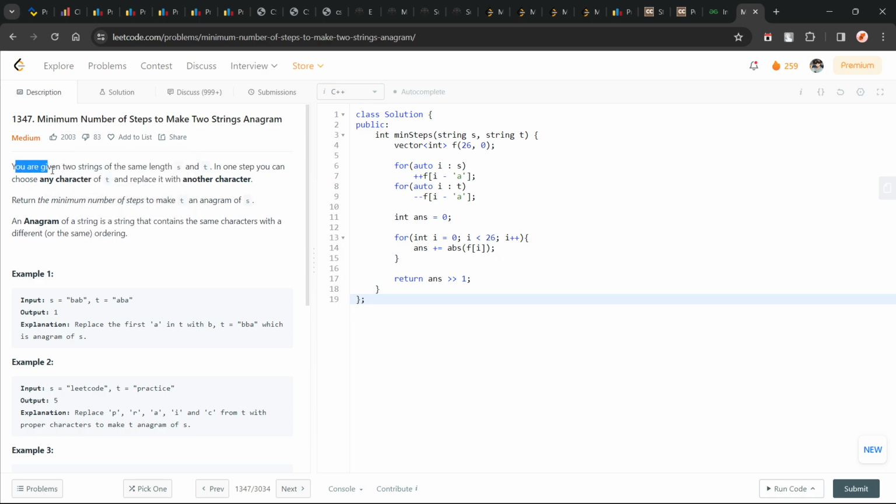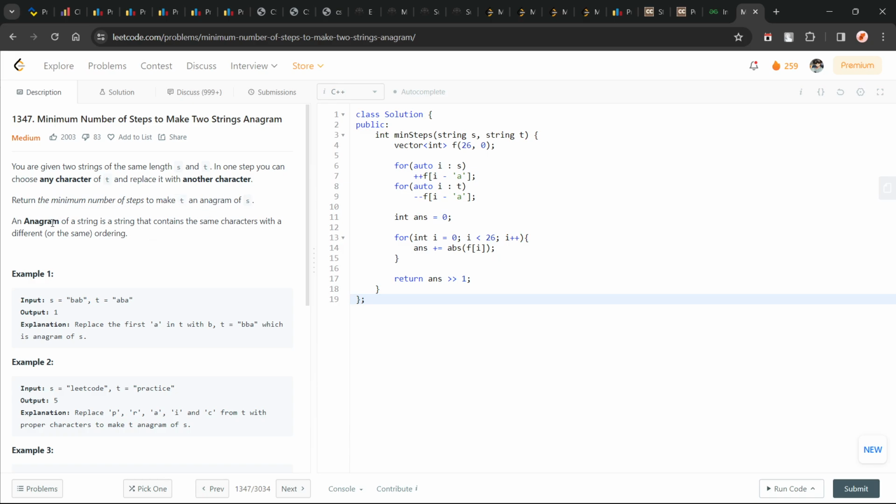This problem says that we have been given two strings of the same length. This is very important, that they have the exact same length, S and T. Now we can choose any one character of T and replace it with another character, right? So basically we can replace any characters of T, and we have to find the minimum number of steps to make T an anagram of S.